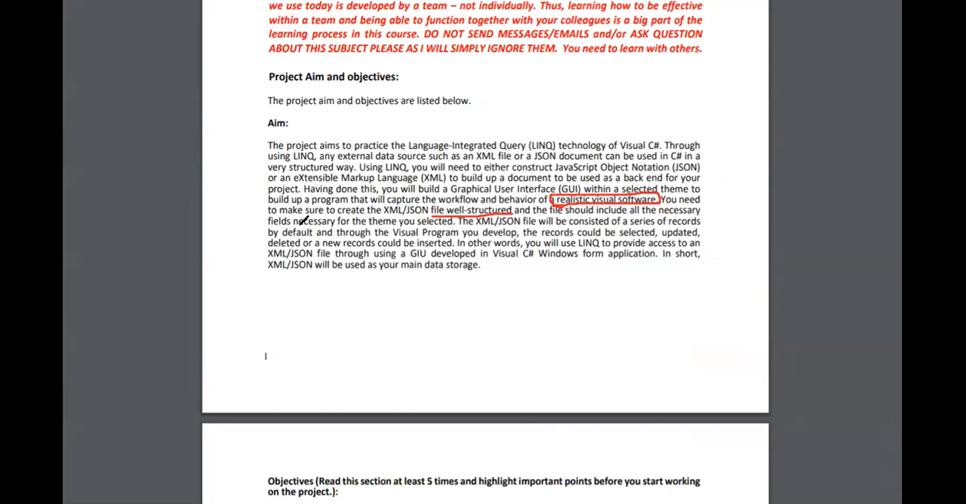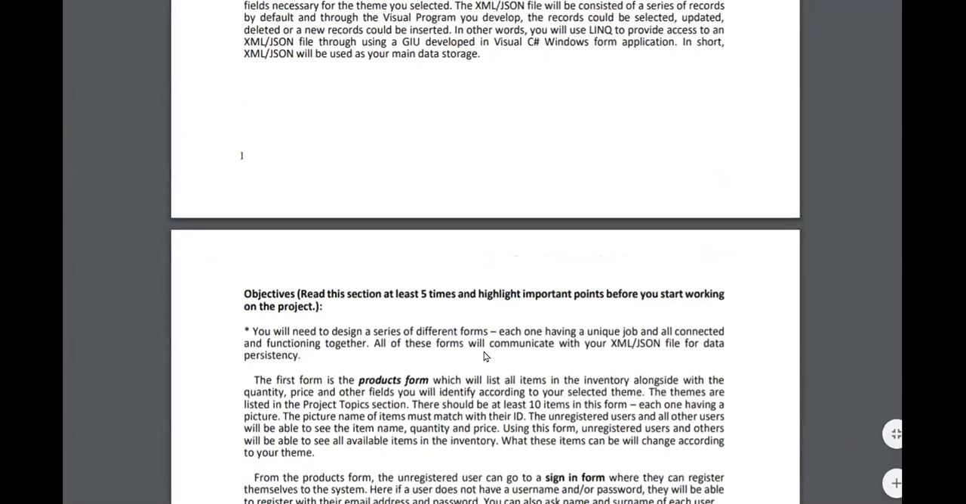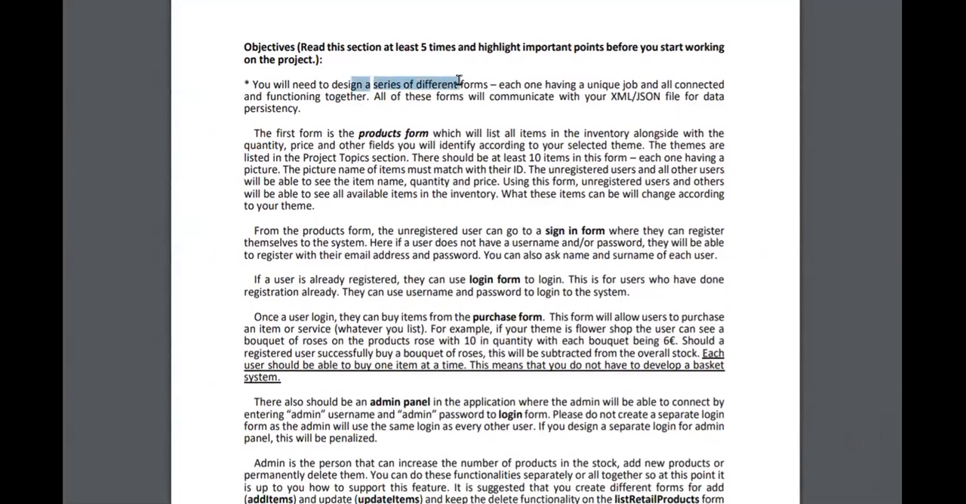They will consider a series of records by default, so you can add records at the beginning, and then you'll be able to select, update, delete, and add new records, just like what we did in the example that we saw today. In short, XML and JSON will be used as your main storage. The purpose is to learn how to communicate with XML and JSON. So you will need to design a series of forms, each having a unique job, all connected and functioning together. All these forms will communicate with your XML JSON file for data persistency.